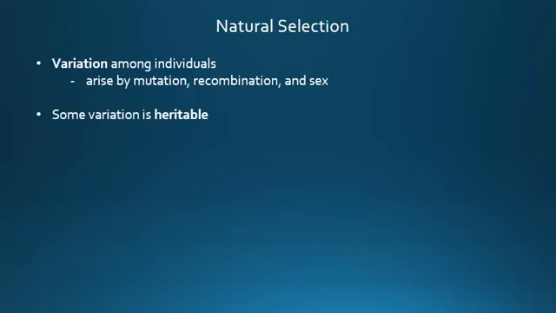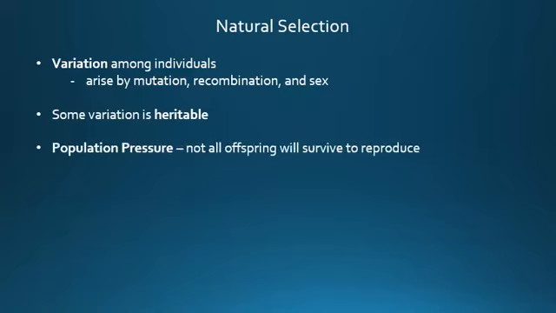Also, he noticed that some of the variation is heritable, that offspring often look like their parents and carry some aspects of their traits through the generations. So some of these traits that you might observe in a population are heritable, that is, they're inherited from parents to offspring. The other thing he put forth is that there's population pressure. Now recall that population pressure was the idea that not all offspring will be able to survive and reproduce. And so there's some mechanism then that allows nature to determine which individuals will survive and reproduce and which ones will not.